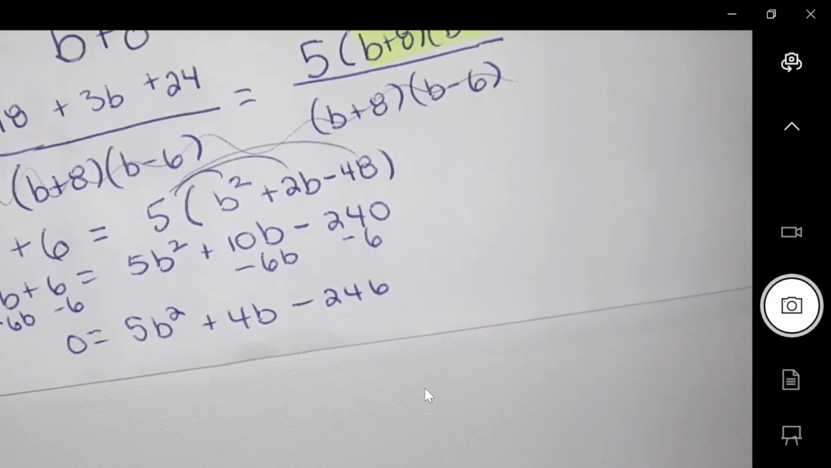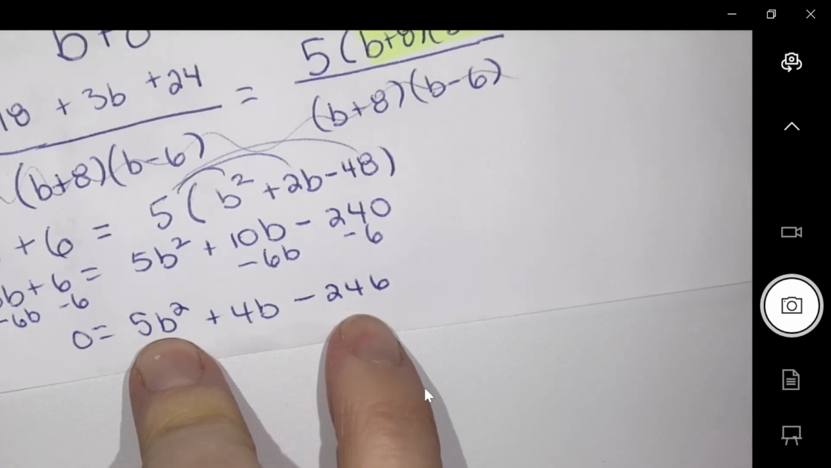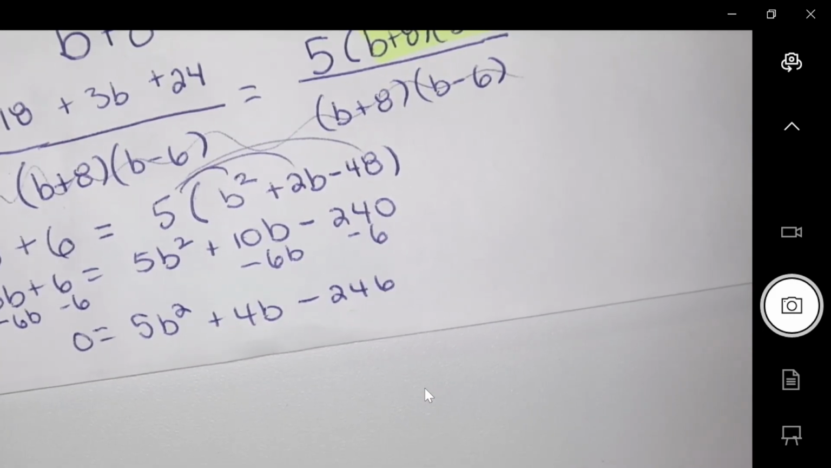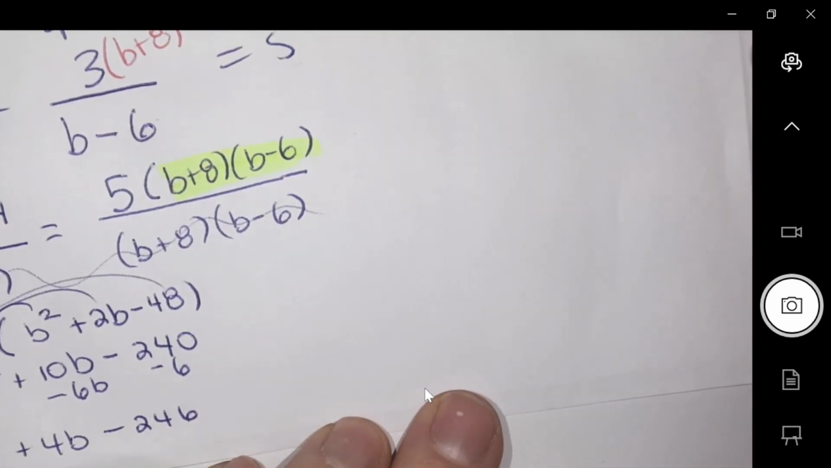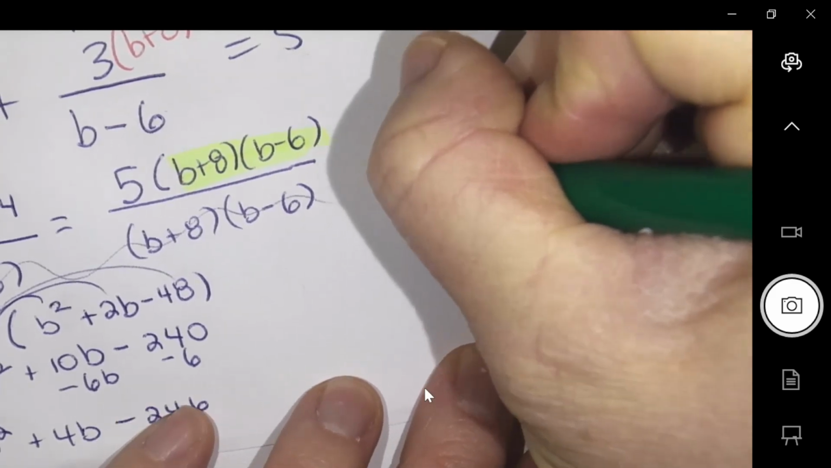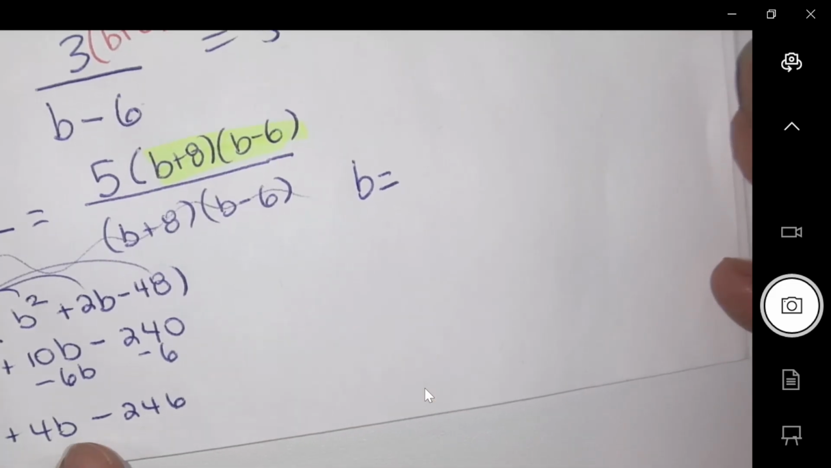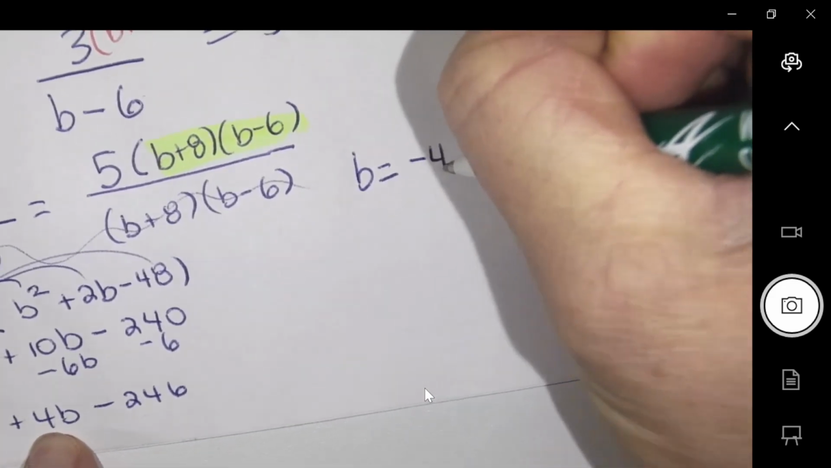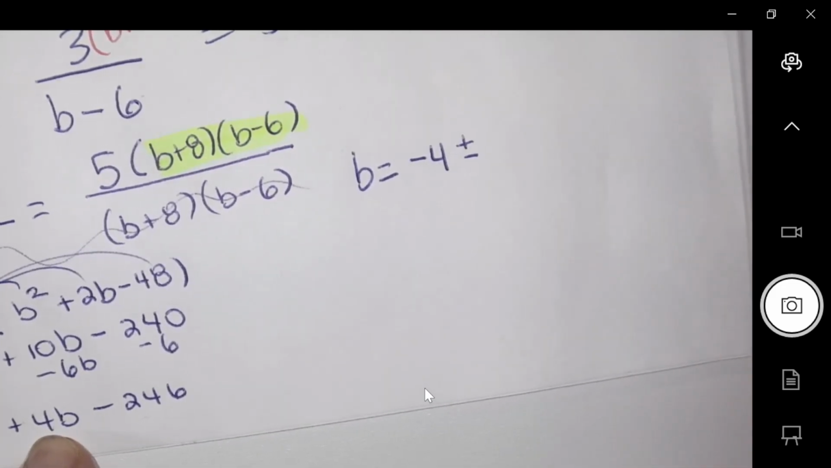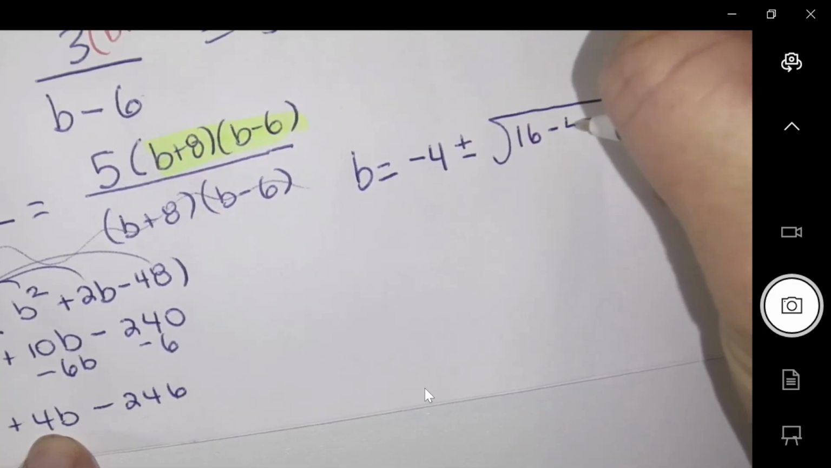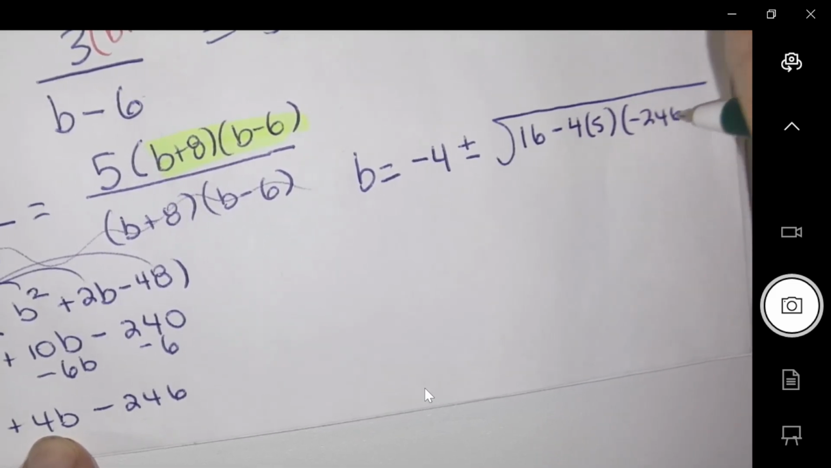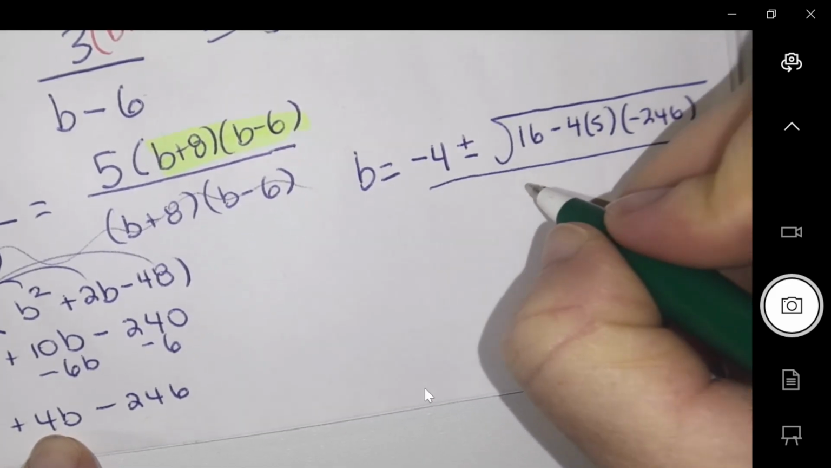Complex factoring. Do you really want to complex factor that? We don't want to think about that. So what do we do if we don't want to factor or can't factor? Quadratic formula. B equals the opposite of my B number, negative 4, plus minus the square root of B squared, which is 16, minus 4 bracket 5 bracket negative 246, all over 2 times 5.